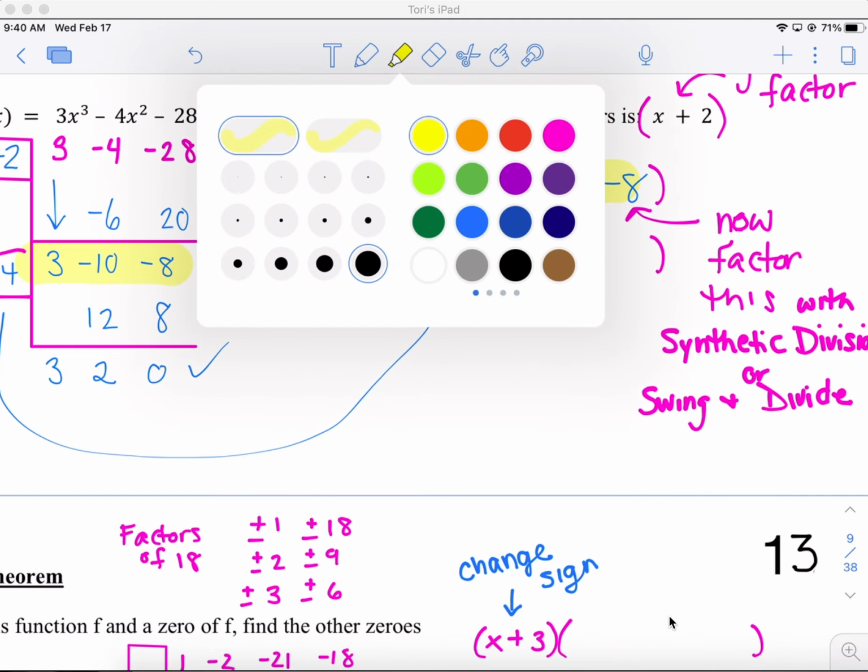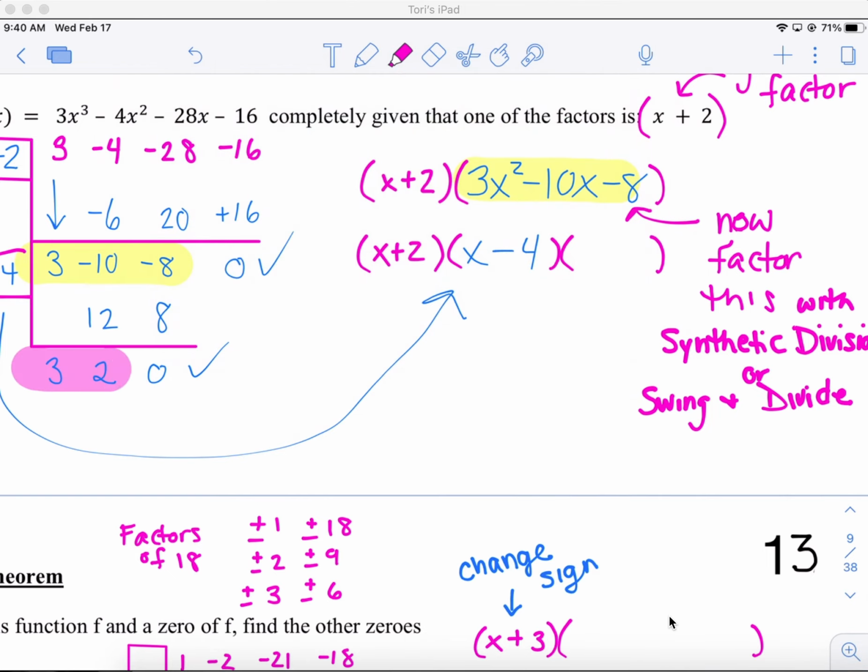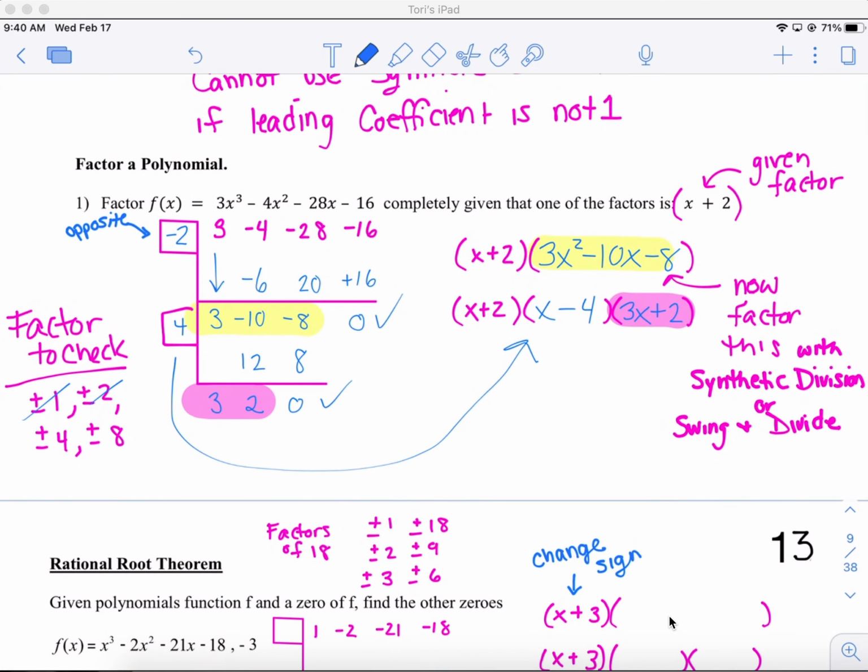This part of my answer, let me change colors real quick. This part of my answer is going to go here. 3x and a plus 2. We used one exponent less than what we had in the yellow, okay? All right, that is a fully factored problem using synthetic division. So pause the screen if you need to, copy it down, and then let's go to the next page.